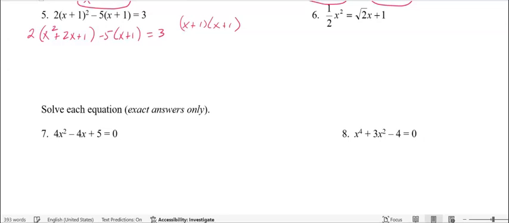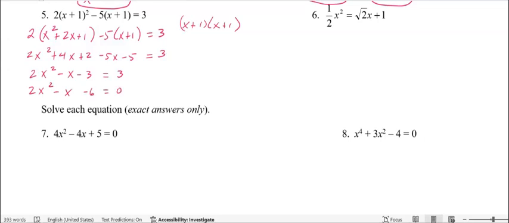So now I'm going to go ahead and do the distributive property with both of these numbers. So 2 times all 3 of these. And then negative 5 times both of those. And we'll combine like terms on the left. 4x minus 5x is negative 1x. And then 2 minus 5 is negative 3. And then it's a quadratic equation, so we got to make it equal to 0.